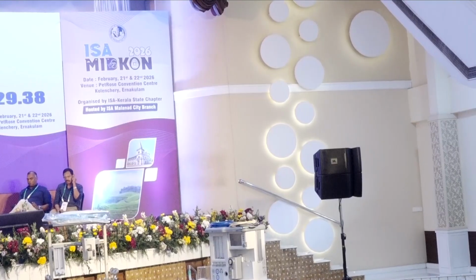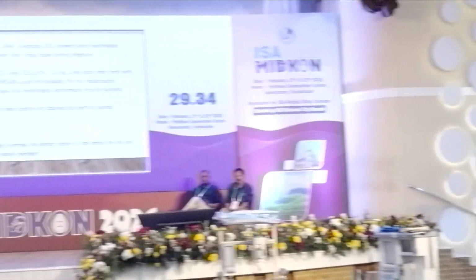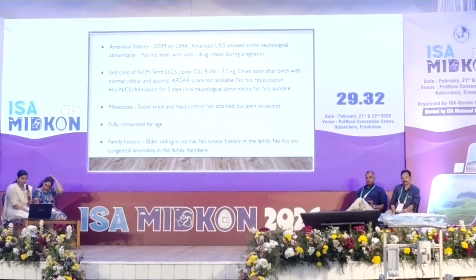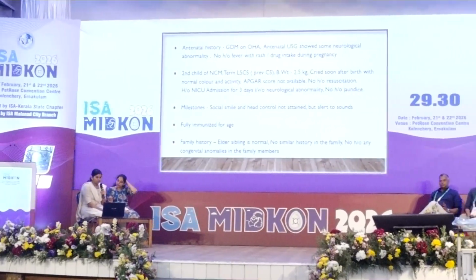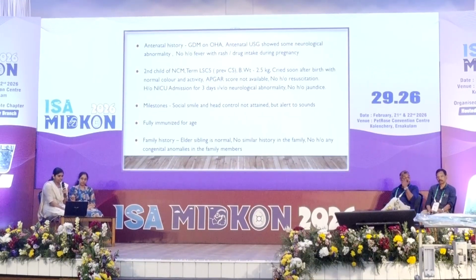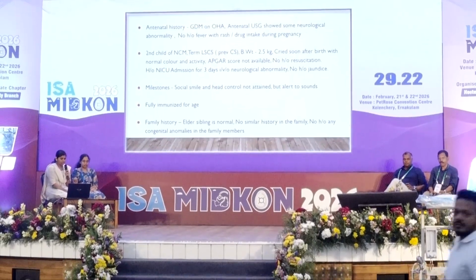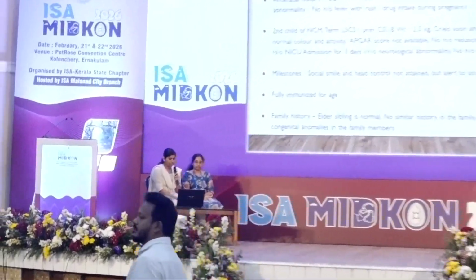In the antenatal history, mother gives history of gestational diabetes mellitus and she was on OHA. Antenatal ultrasound showed some neurological abnormality and no history of any fever with rash or drug intake during pregnancy. This is a second child of non-consanguineous marriage, delivered at term via cesarean section in view of previous cesarean section. Birth weight was 2.5 kg.